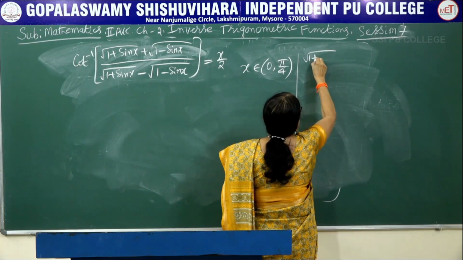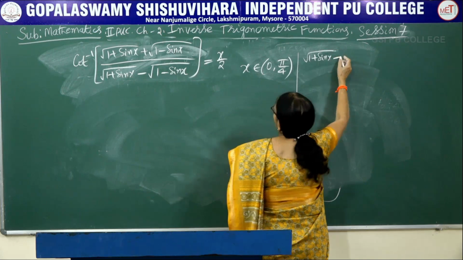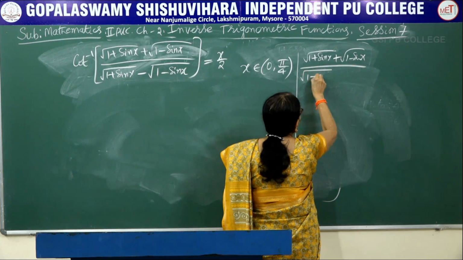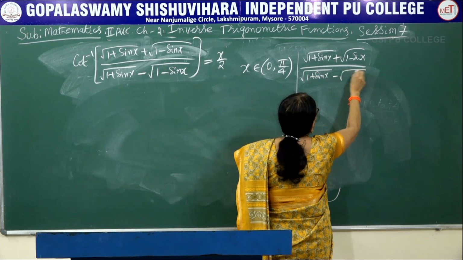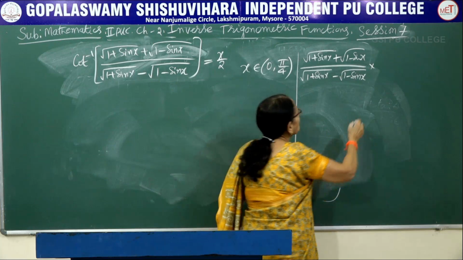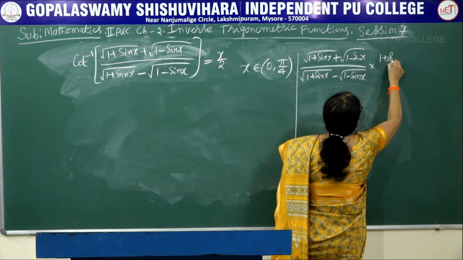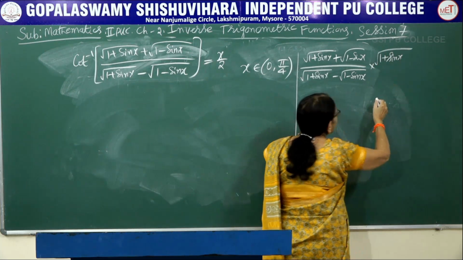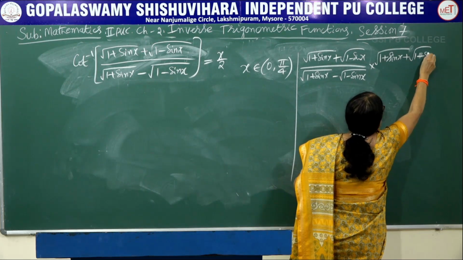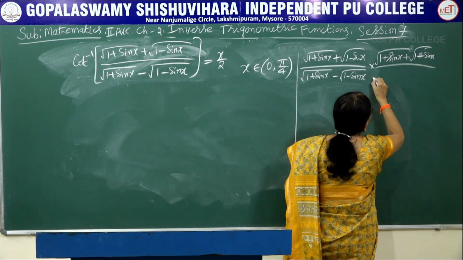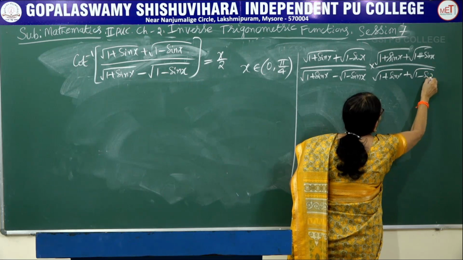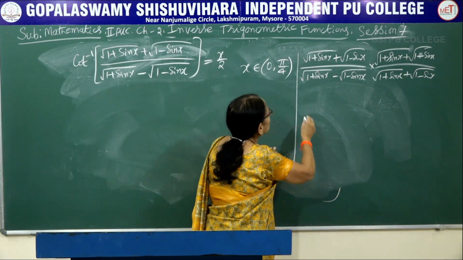That is, consider root of 1 plus sin x plus root of 1 minus sin x divided by root of 1 plus sin x minus root of 1 minus sin x. See, to eliminate this radical sign, let me multiply and divide by the sort of conjugate of this one. That is, multiply and divide by this function, root of 1 plus sin x plus root of 1 minus sin x. Now look at the numerator here.